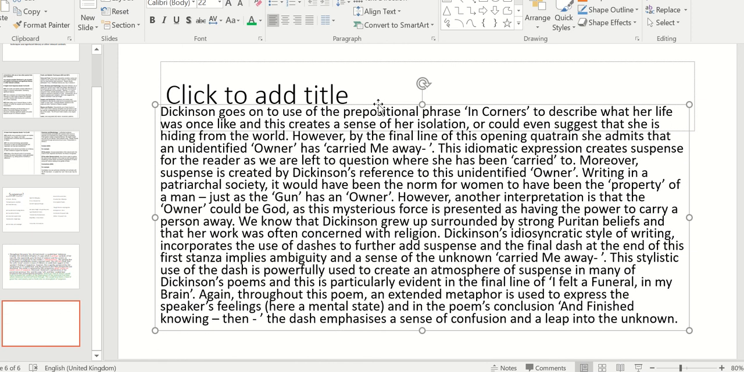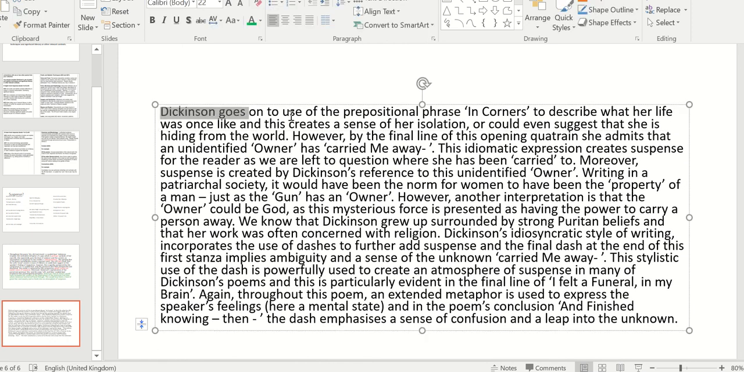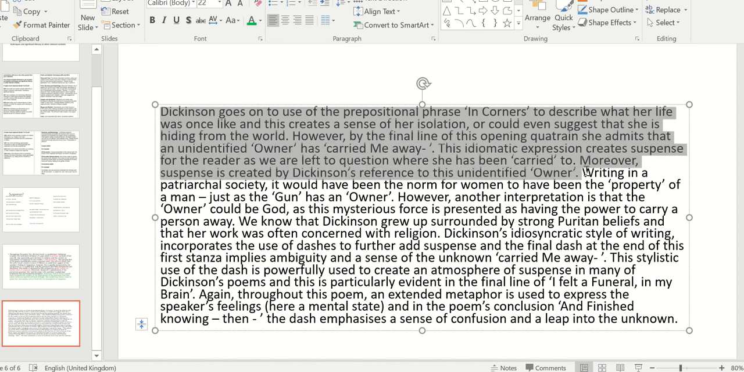Notice here how my writing is being led by techniques. So Dickinson goes on to use the prepositional phrase "in corners" to describe what her life was once like, and this creates a sense of isolation, or could even suggest hiding from the world. However, by the final line of this opening quatrain, she admits that an unidentified owner has "carried me away." This idiomatic expression creates suspense for the reader as we are left to question where she has been carried to.